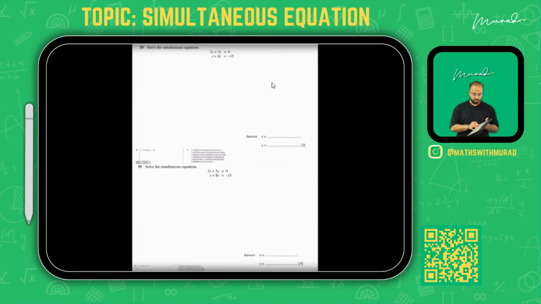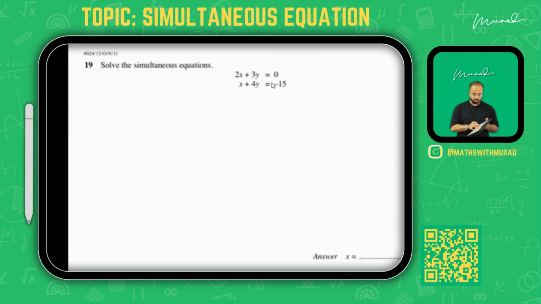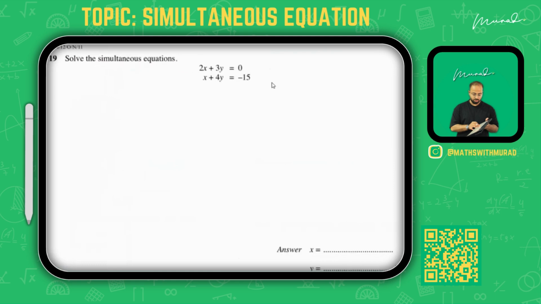So I'm moving towards another example. Now here we have another example. It's written 2x plus 3y equals 0, x plus 4y equals negative 15. As you can see, the examiner is asking you to solve the simultaneous equations. I'm going to solve it with the substitution method.